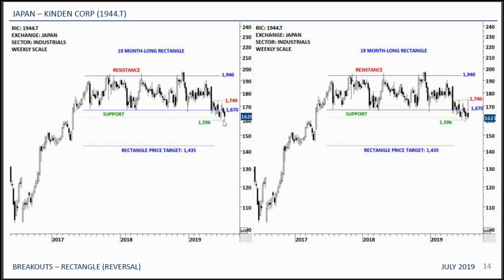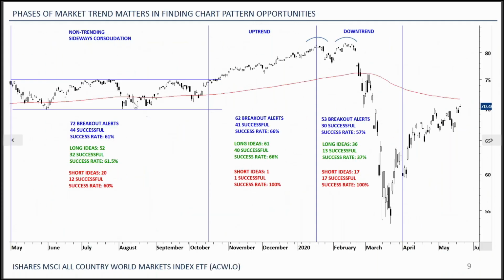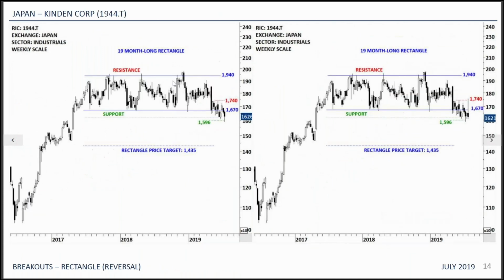Now let's go back. Phases of market trend. Here, July. So end of July, August. This is the time where we probably started seeing those short signals, but the market recovered immediately in August, September, resulting in some failures on the short ideas. So the market trend actually impacts how the shorts and longs perform.